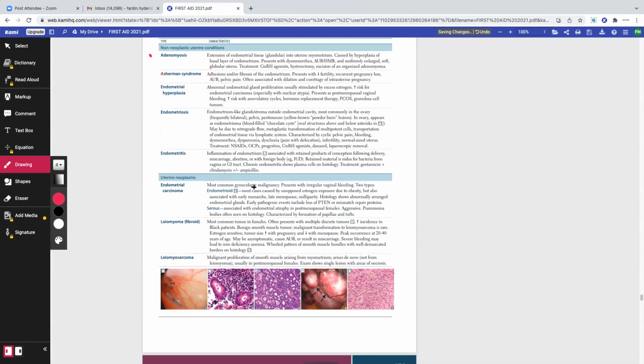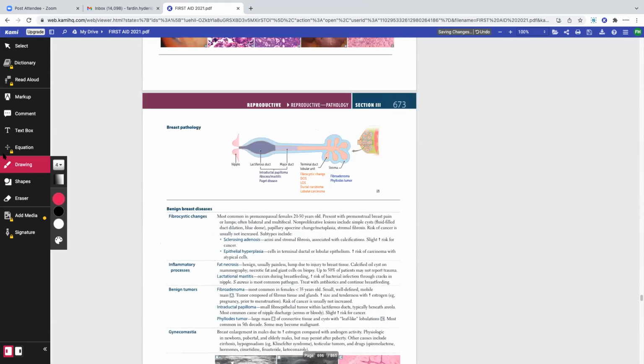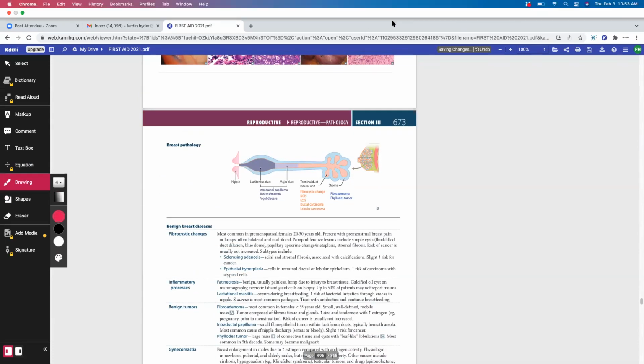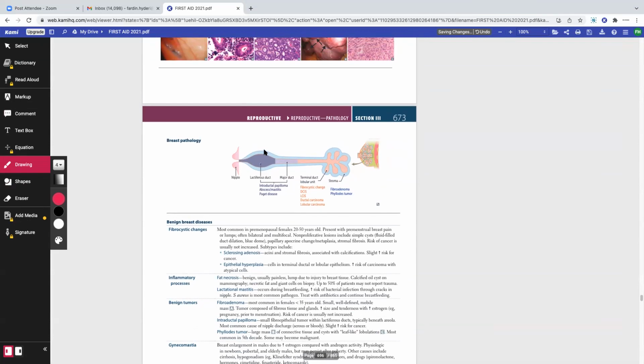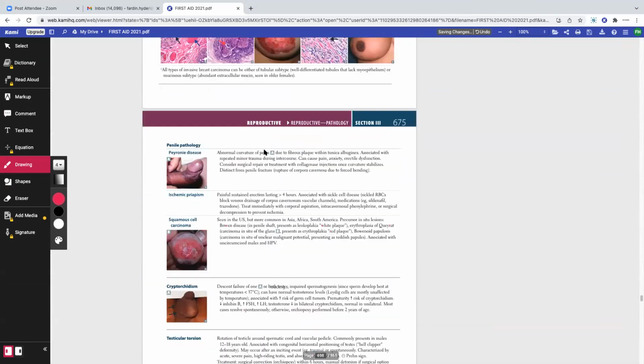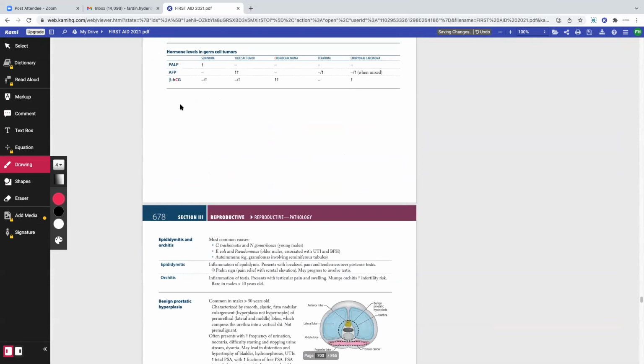So before I move on to breast pathologies, can I ask a couple of quick questions and see if you remember the uterine conditions, and then move forward? Yes or no? Fast answers, please. Is everyone ready? Yes or no? Okay, good.